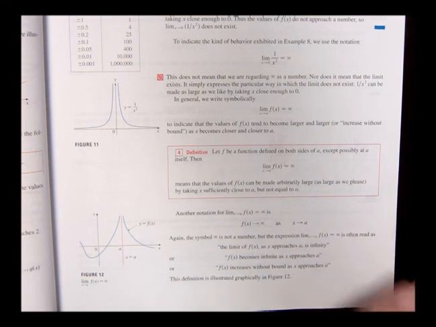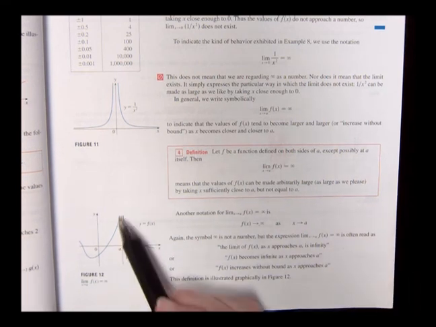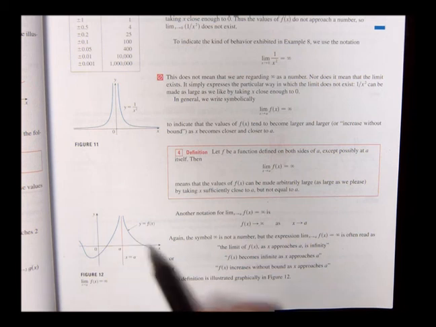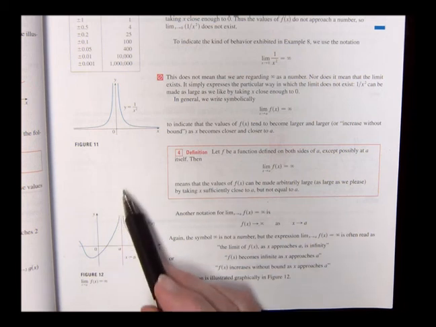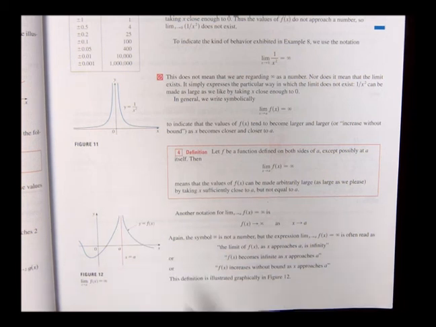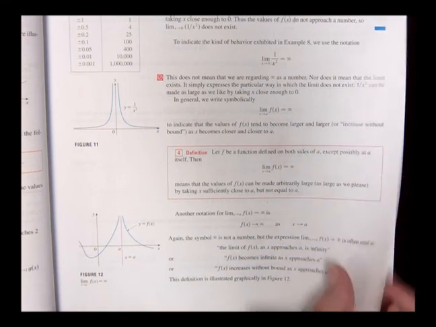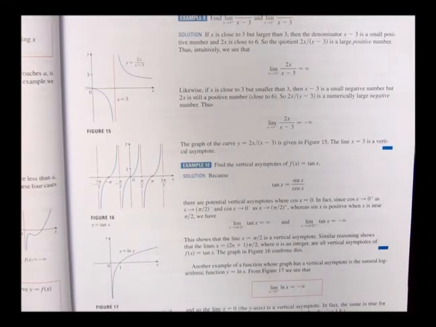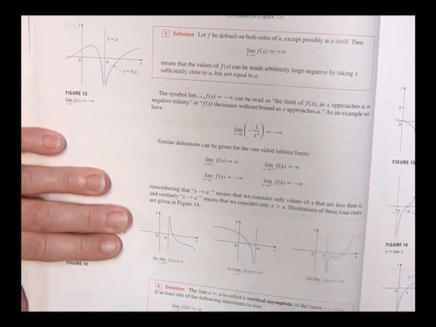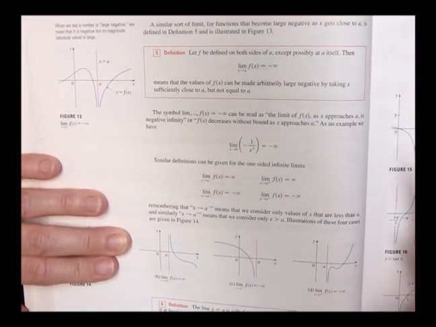Okay, here we have another one where we go from the left and from the right, and we see that it's getting bigger and bigger and bigger going up. So again, this limit as x approaches a of f of x would also be infinity. Similarly, if it's going down, same thing, but now negative infinity.